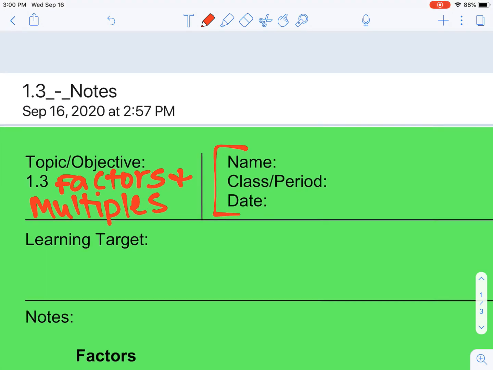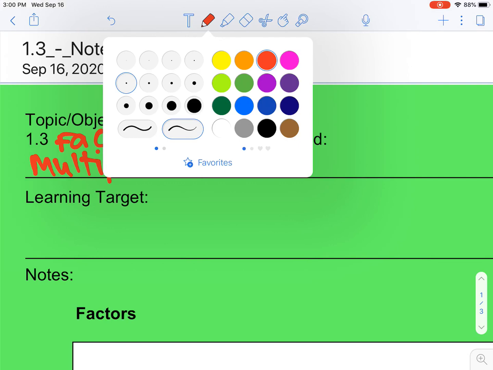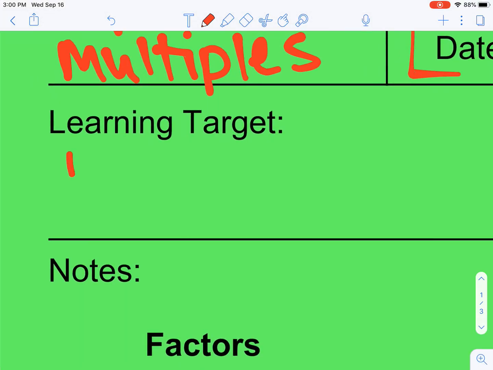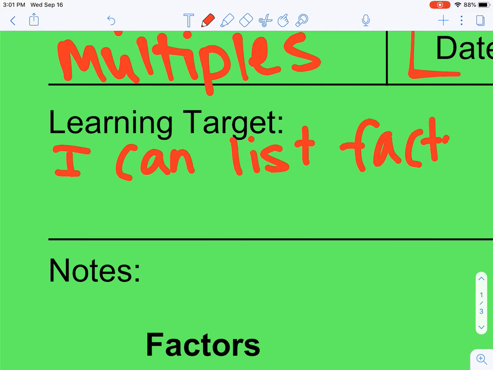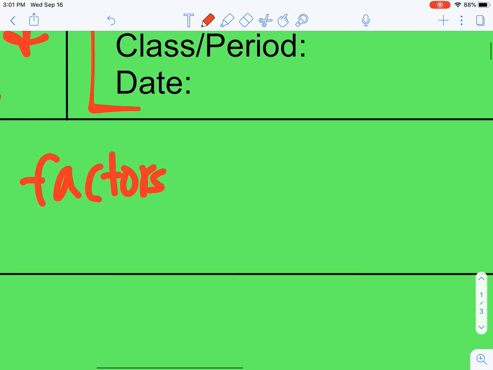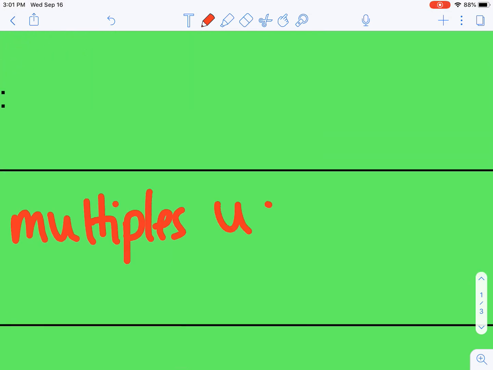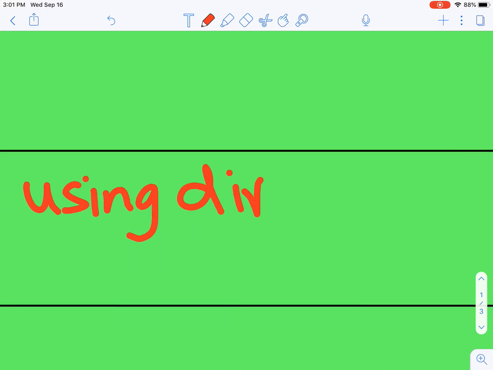That part over here where it's your name and stuff, you can fill that out on your own. And then our learning target today is I can list factors and multiples using division and multiplication.